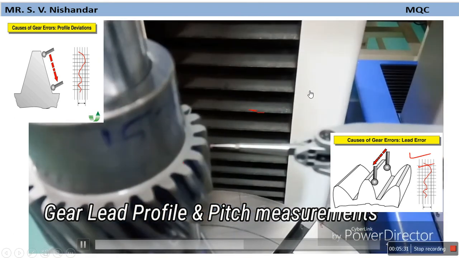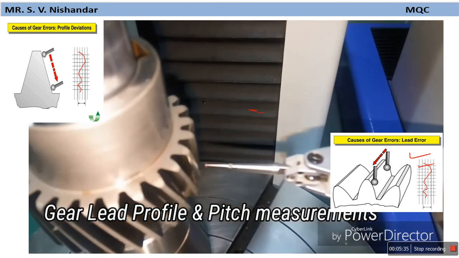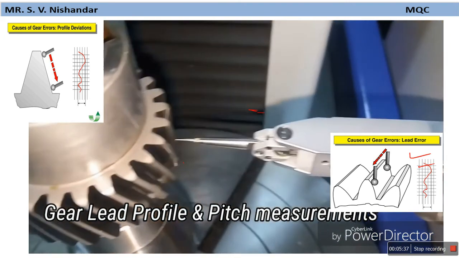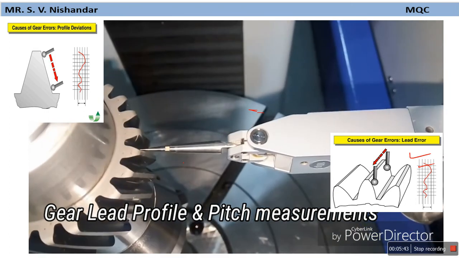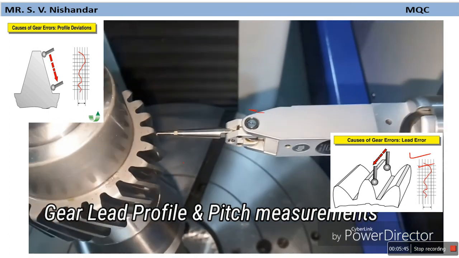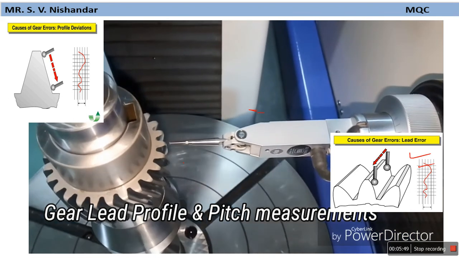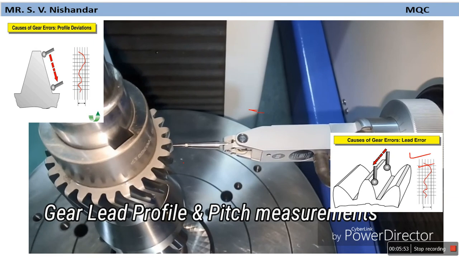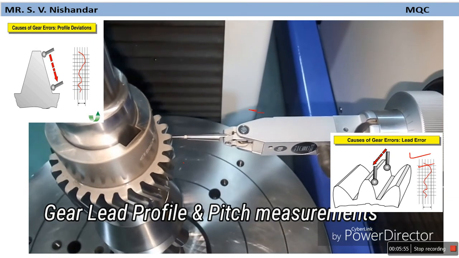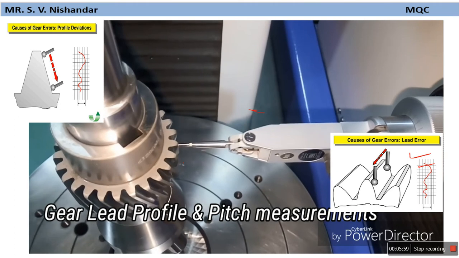You can also see how to measure the pitch. They measure the cumulative pitch errors or the pitch error between the spans.